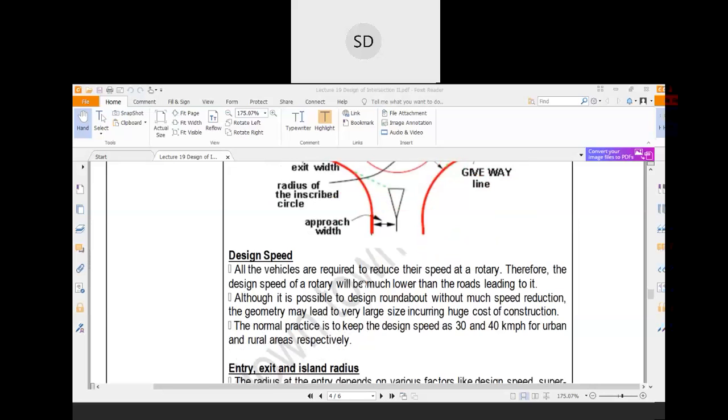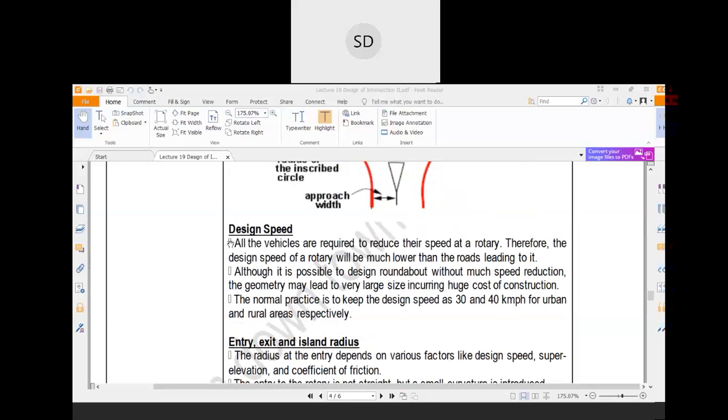Now coming to the design elements, the first one is design speed. All the vehicles are required to reduce their speed at a rotary, as we have discussed. Therefore, the design speed of a rotary will be much lower than that of the roads which are connected at the rotary intersection. Although it is possible to design a roundabout without much speed reduction, the geometry may lead to a very large size, incurring huge cost of construction. As you increase the size of the rotary, the speed reduction would be minimum, but in such cases you need a huge space and it will ultimately increase the cost of construction.